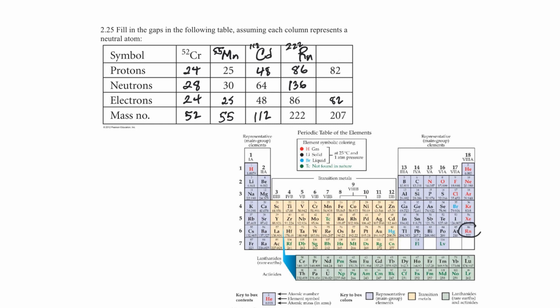The last one is 207. Oh, I'm sorry. It's 82, not 207. Looks like lead. This is Pb. It's lead 207 because that's the mass number. You're putting the mass number in the upper right. I just need the number of neutrons. So 207 minus the number of protons, which is 82, gives me 125. And I've filled it out. Thank you.